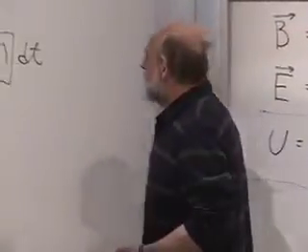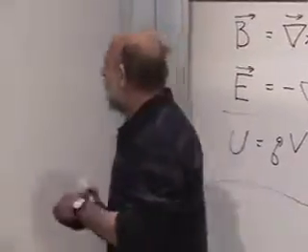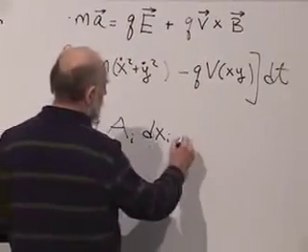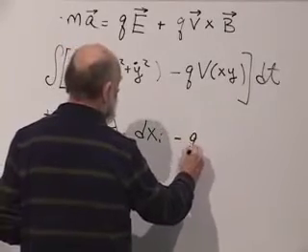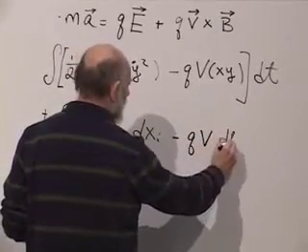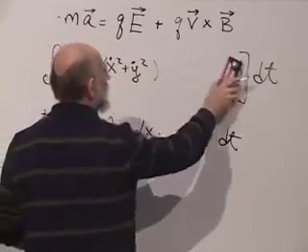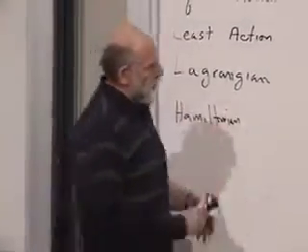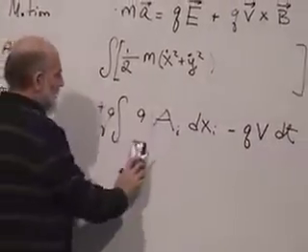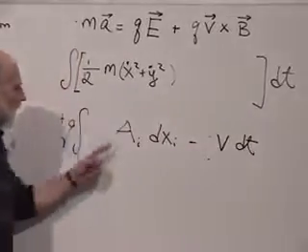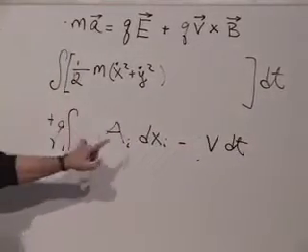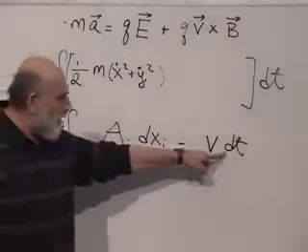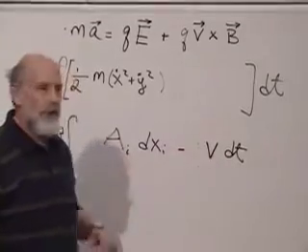Now, just to show you some of the symmetry of this formula, let me take this term and put it over here and write it as minus q v dt. Let's remove it from here. This is kind of interesting. Q comes out. Q goes along with all of the terms. What do we have here? We have for each direction of space an a sub I times a dx sub I, and then for the time component, we have a v times dt.